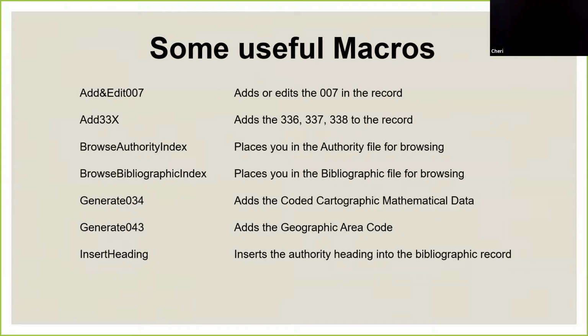Okay, these are macros that I tend to use the most. I particularly find the Add 33X macro to be the most helpful, which obviously puts those 336, 337, 338s into your record. And I also like the Add/Edit 007 that either adds the 007 or you can edit the 007 that way.